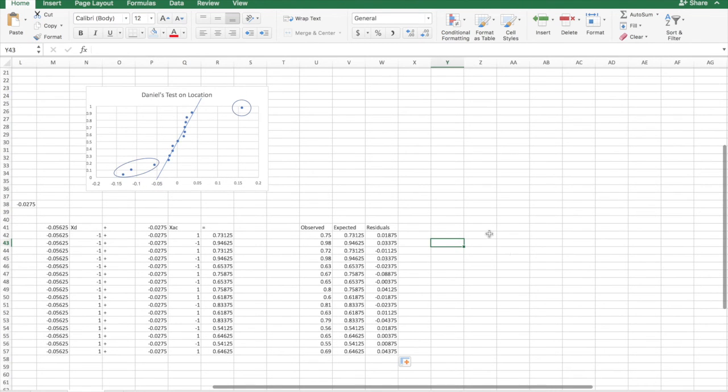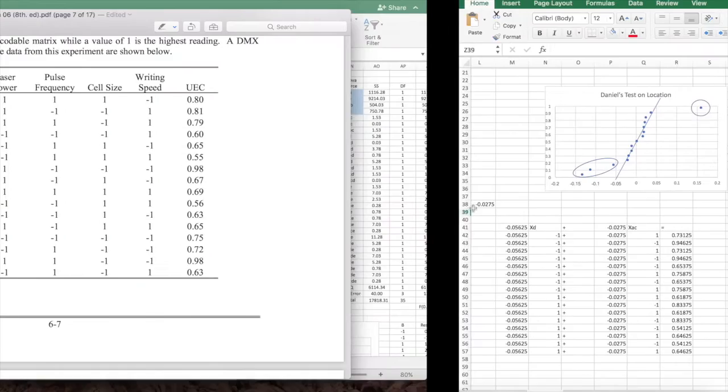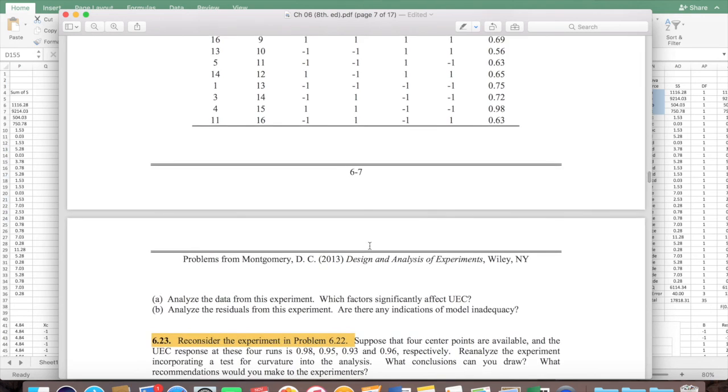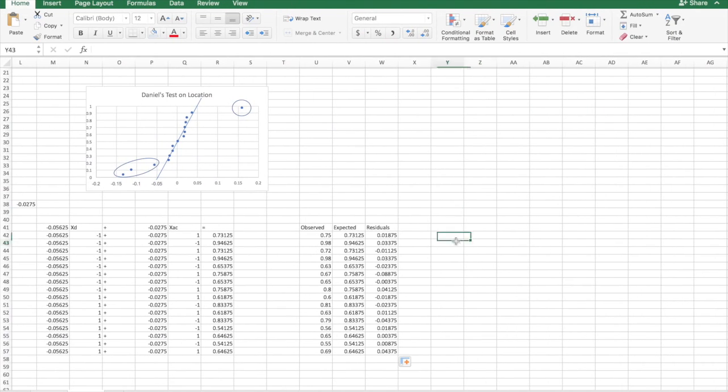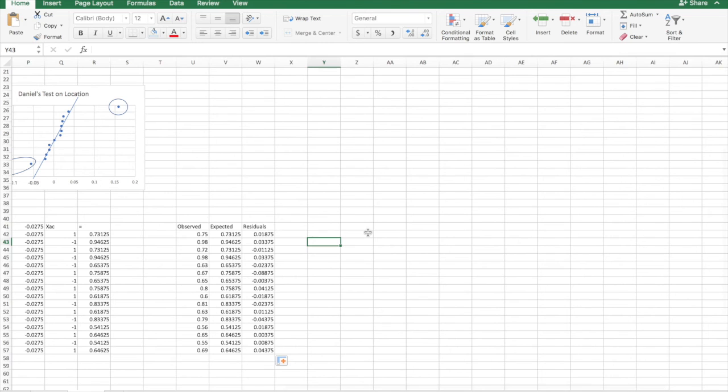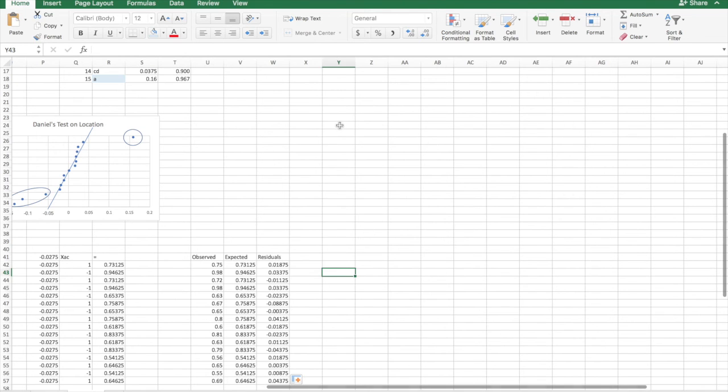Now we have to check on the adequacy of the experiment. For the problem they ask us which factors are significant, which we have already identified as A, C, D, and the interaction between A and C. Now we have to analyze the residuals and check for the model adequacy. That means the normality test and the dispersion test. For the normality test, we have to plot the residuals on a normality paper, but since Excel doesn't have a normality paper, we do it in here.